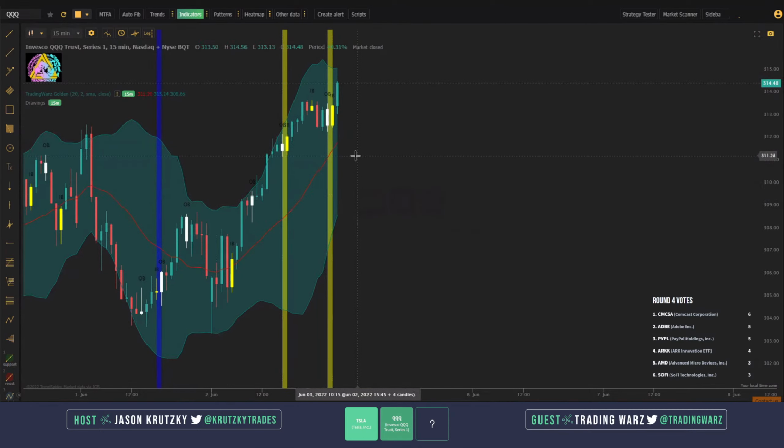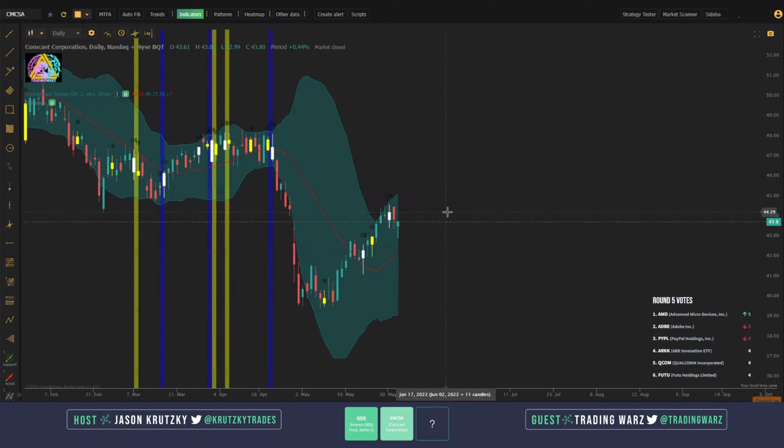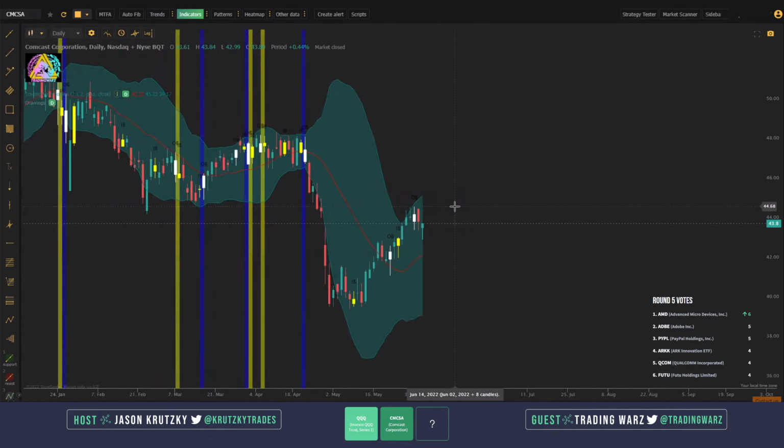If I go to the monthly, we did have this Nirvana, but it's still basically just chop. So looking at all of that on the monthly and the weekly, I would pass unless I see something on the daily, which I don't. So for me, Comcast would be a no trade right now.